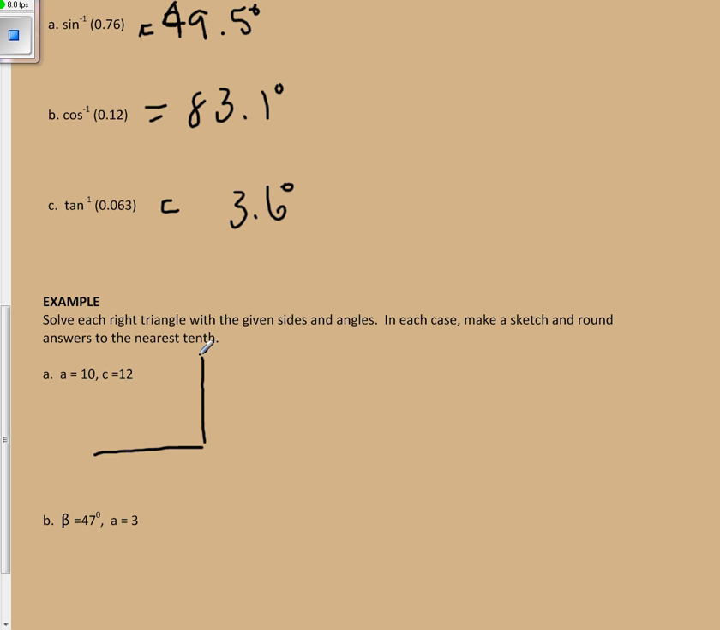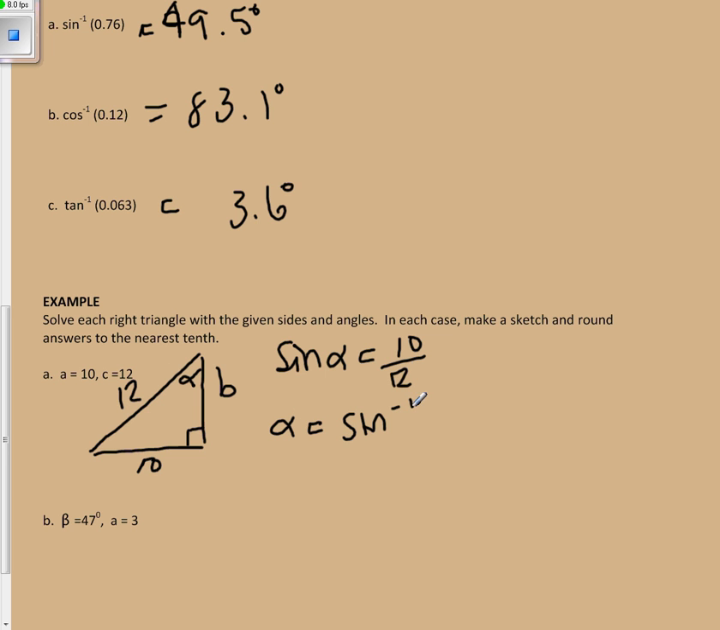So I'm going to draw my triangle. C is always the longest side. It's always the one opposite the right angle. It's always the hypotenuse, so that's where the 12 goes. It does not matter where you put A or B on the other 2 sides. I'm going to put the 10 here. That means this angle is alpha, and that means this is B. Now we know the sine of alpha is going to be 10 over 12. So in other words, alpha is equal to the sine inverse of 10 over 12.